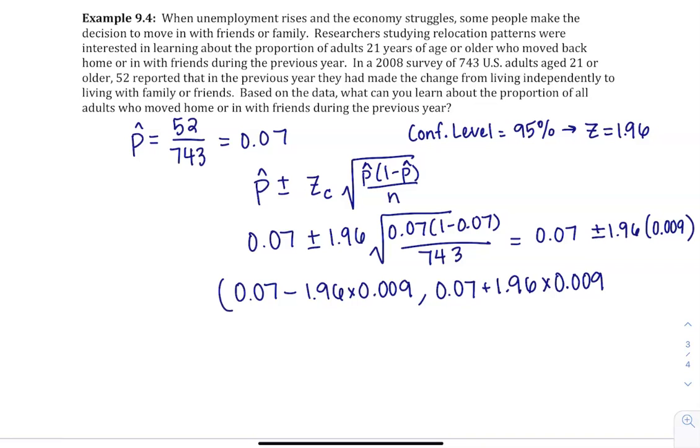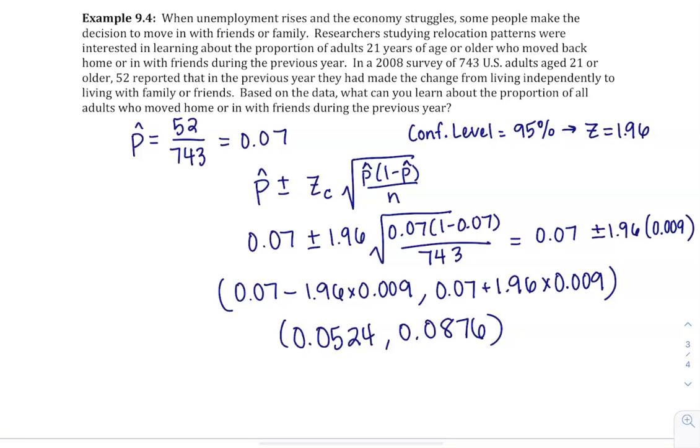this is giving us the range of plausible values for the true population proportion. So we calculate this, we get 0.0524 up to 0.0876. Based on this study, we are confident that the true proportion of adults 21 years or older who move back with friends or family is between about 5% and 8.8%.